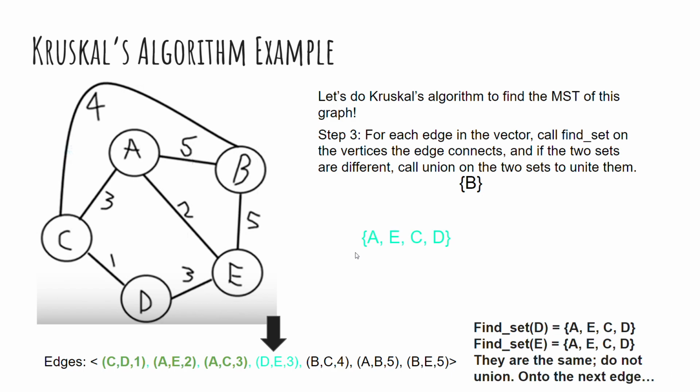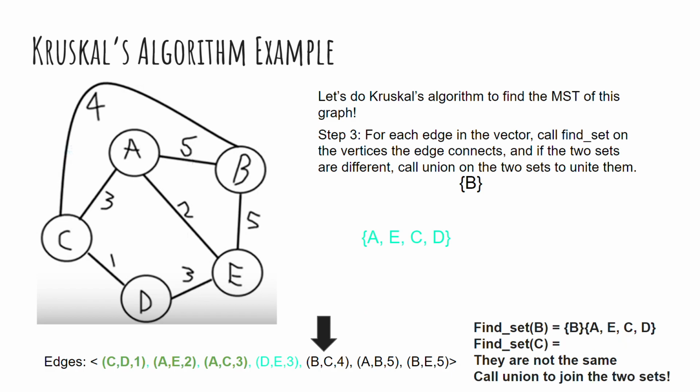And now we'll jump onto the fourth edge. So the fourth edge basically consists of two vertices D and E of length 3. So we're talking about this edge right here. And when we do find set D and find set E, we'll get that they both are in the same set. So as they are in the same set, we don't need to union that, because that would basically be redundant. And so we'll move on to the next edge now without unioning.